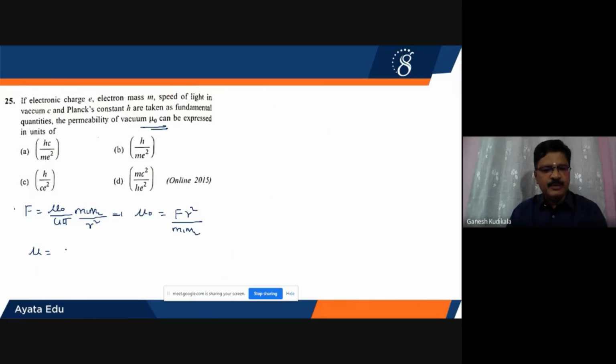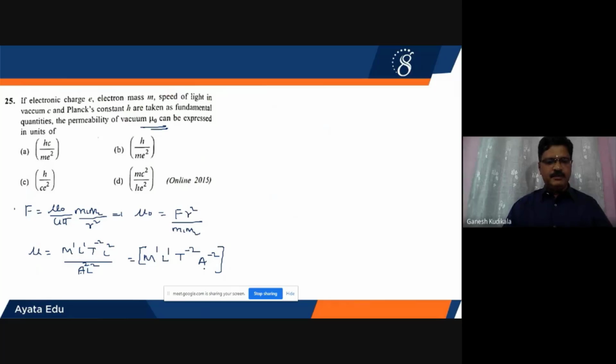Therefore mu naught value will be equal to force, which is M1 L1 T power minus 2, into L square, divided by m square. What is m square actually? m into m is the same, both dimensionally are the same, that's why I'm calling it m square. Whole strength is ampere meter. Therefore, current into length whole square. Therefore, L square and A square you will get. On simplifying, only one mass and L square will get cancelled. L to the power of 1 I'll get, and T to the power of minus 2 and A to the power of minus 2. So, therefore, this is the dimensional formula of mu naught. It is actually M1 L1 T power minus 2 A power minus 2.